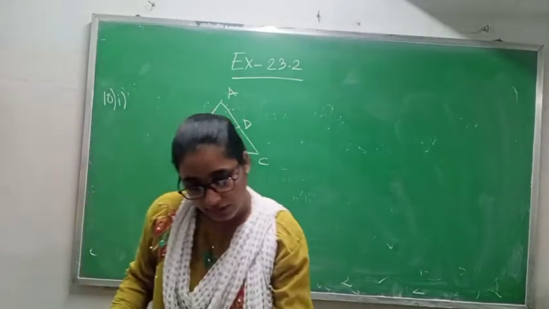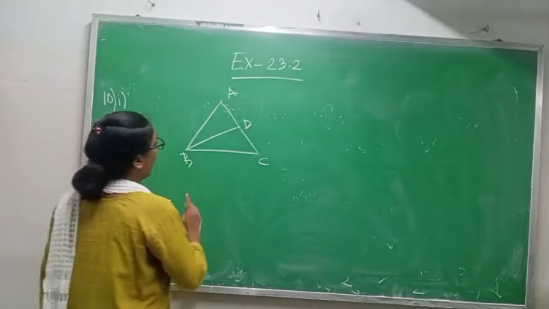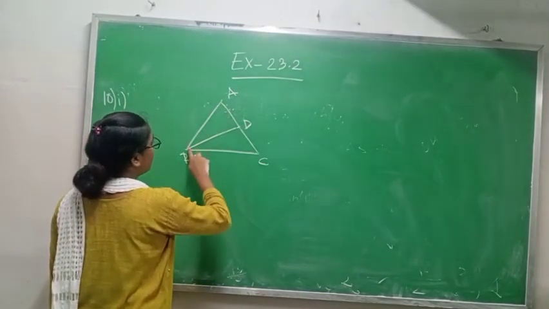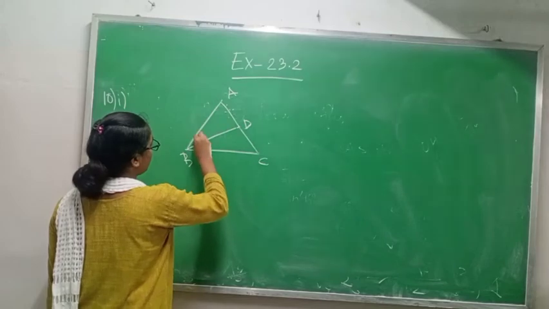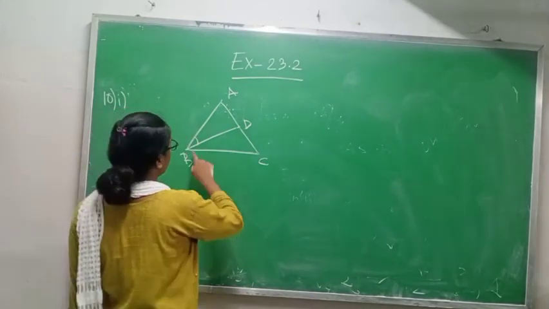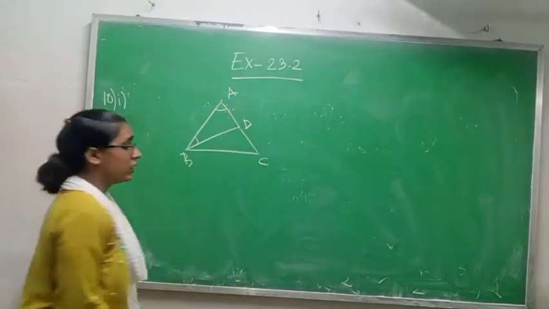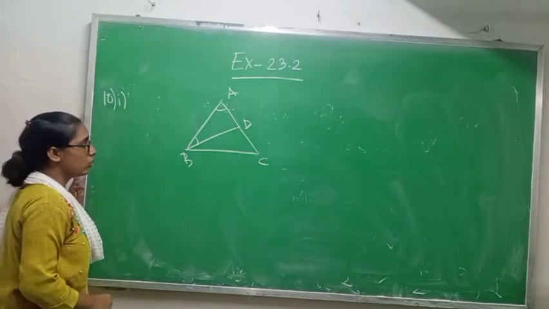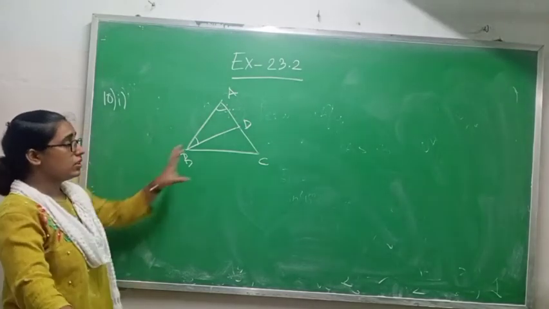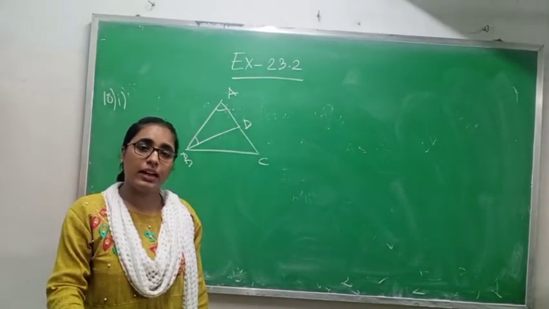After that, let us prove that tan angle ABD is equal to cot angle BAD. Cot BAD is this angle. Now, class 10, please concentrate on this question. This is an equilateral triangle. In an equilateral triangle, all angles are equal.